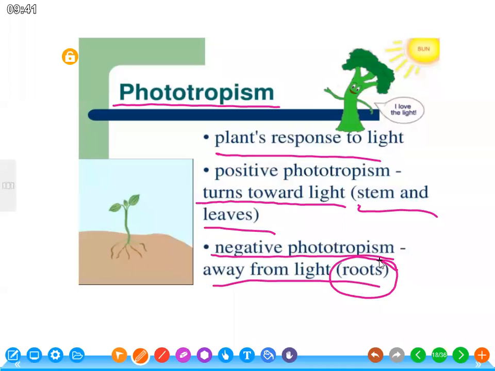So, in phototropism, plants respond to light. Here, positive phototropism turns towards light, stem and leaves, and negative phototropism is away from light, example, roots.